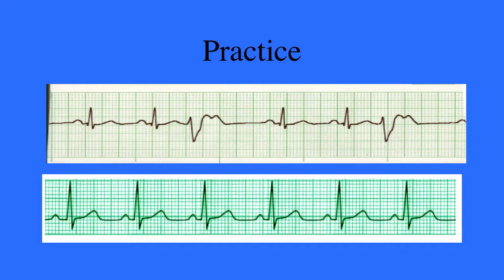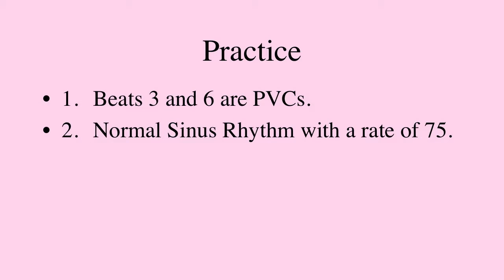The second one is normal, and in looking at this, I would count the rate as being around, counting down 300, 150, 175, right around the 75 area. There's a P wave with every QRS complex. It's within the normal rate range. So this would be in the category of dysrhythmia, but it's really not necessarily a dysrhythmia, it's just a normal rhythm, and it would be classified as normal sinus rhythm, or NSR, with a rate of 75 for that first slide, those two strips.